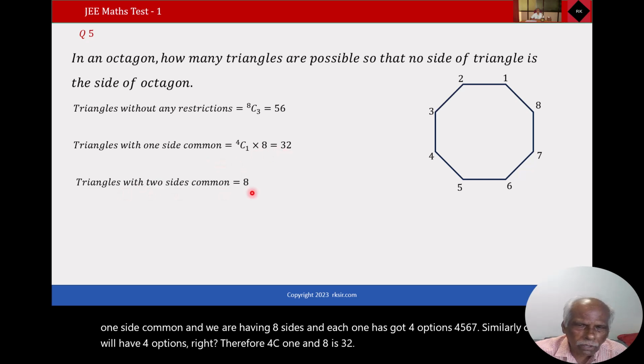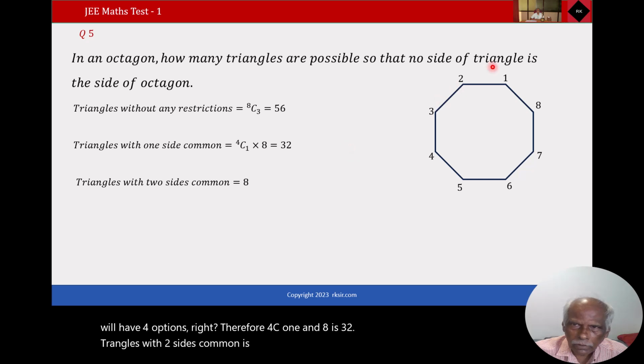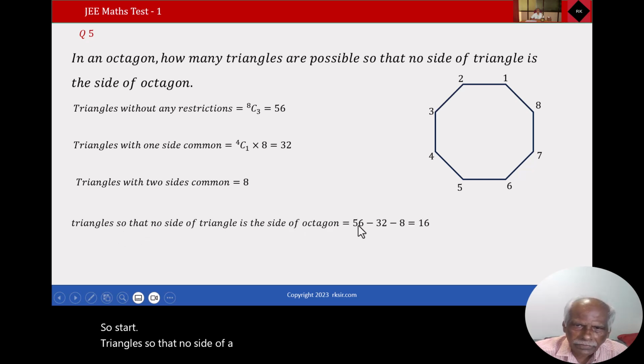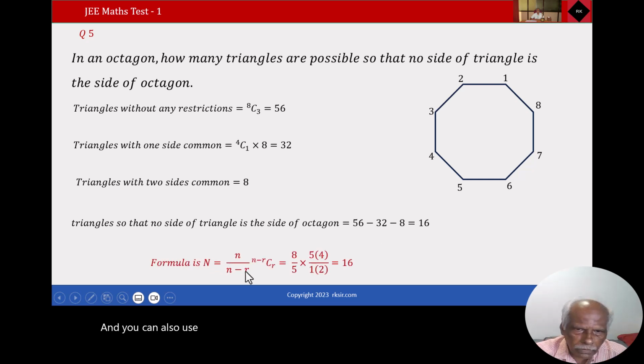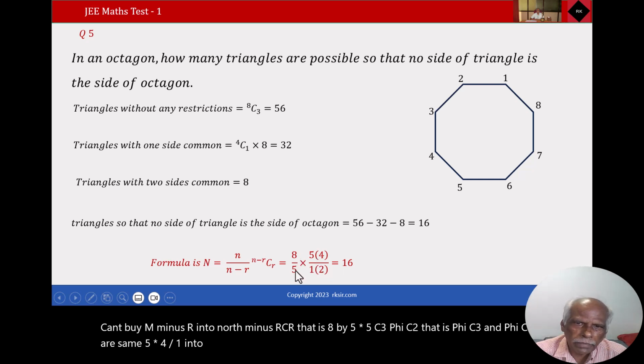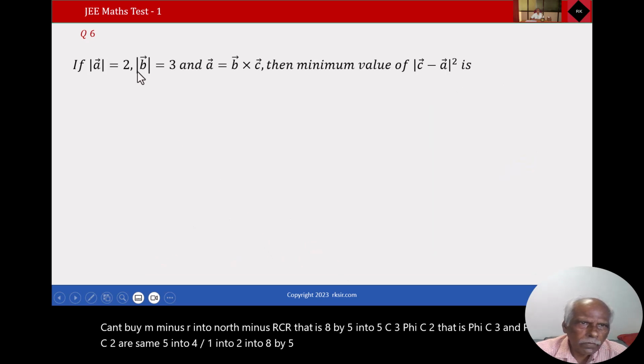Triangles with 2 sides common is 8, because with sides 1, 2 and 2, 3, you can draw one triangle. Similarly, triangles so that no side of a triangle is the side of the octagon is 56 minus 32 minus 8, which is 16. This formula, n/(n-r) into (n-r)Cr, that is 8/5 into 5C3, 5C3 and 5C2 are the same. 5 into 4 divided by 1 into 2, into 8/5, is 16.